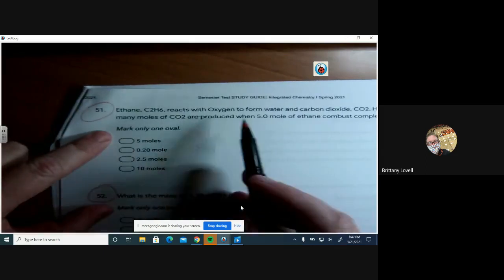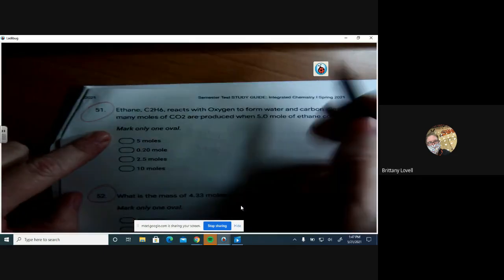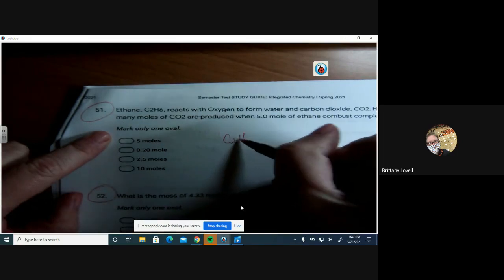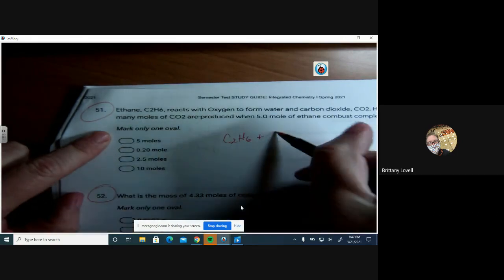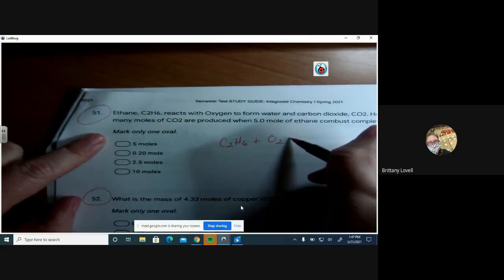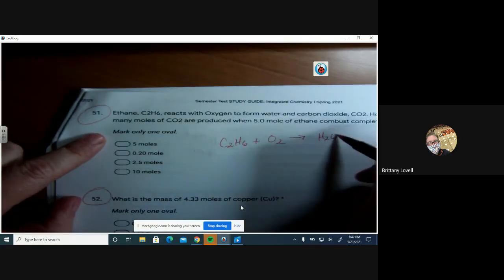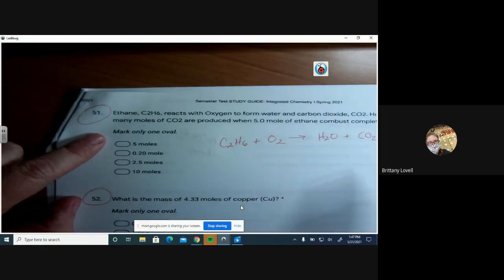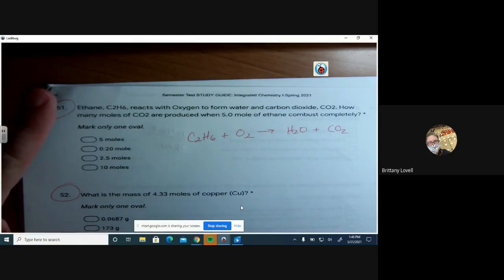They say ethane reacts with oxygen. So there's our reactant. So I'm going to go ahead and write down my C2H6 plus oxygen. And then reacts to form water and carbon dioxide, just like that. Okay. So if I know that, it says how many moles of CO2 are produced. Oh, wait, before we even get to the question, let's go ahead and balance this sucker.